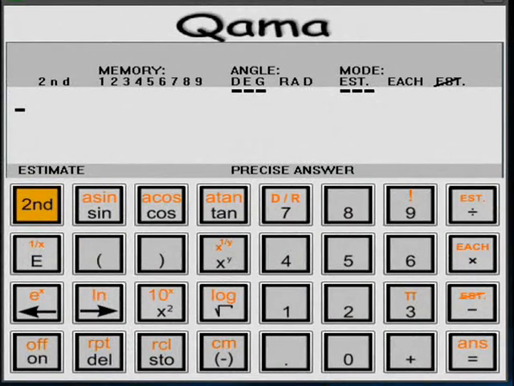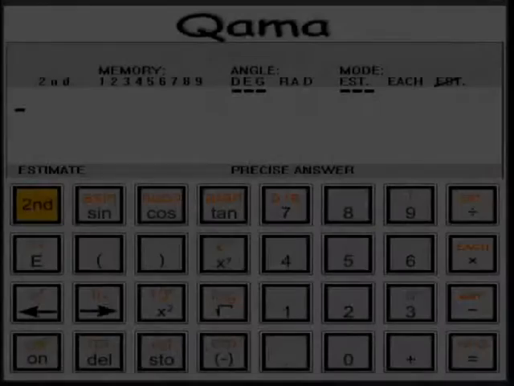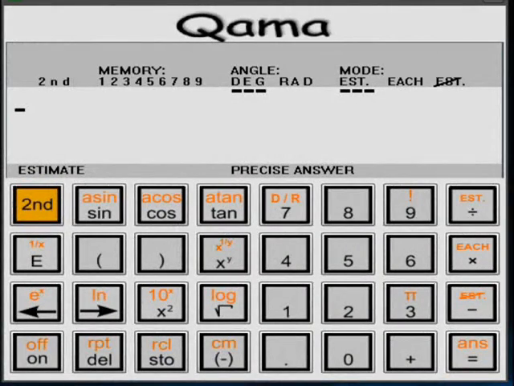Welcome to QAMA, the calculator that thinks only if you think too. Please use the calculator's buttons only and not the computer's keyboard.